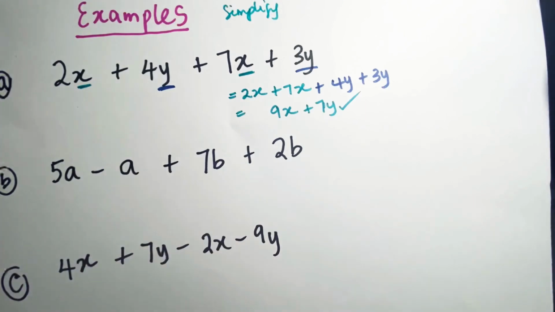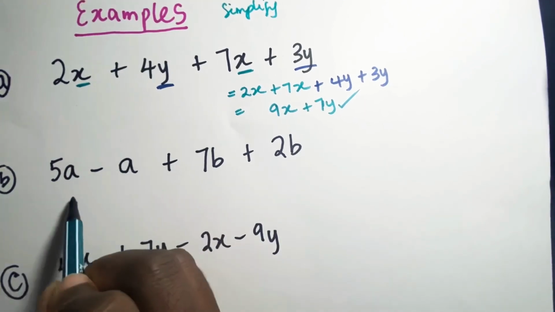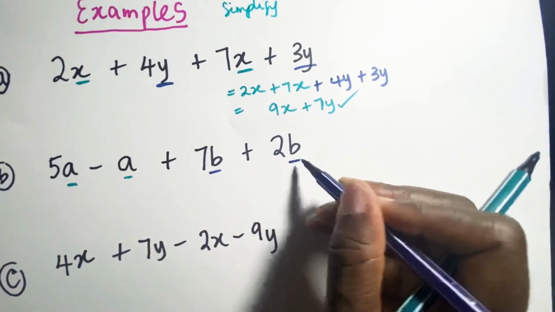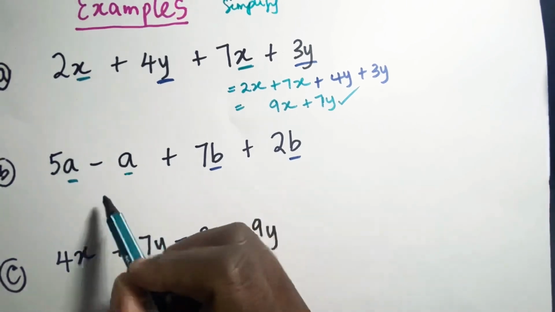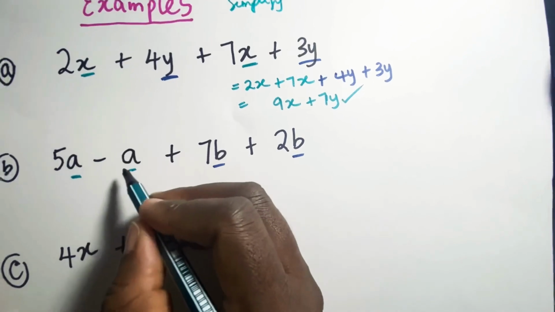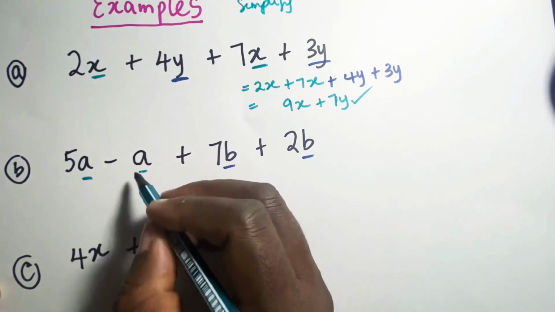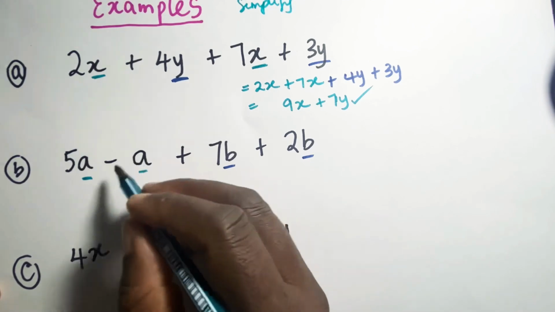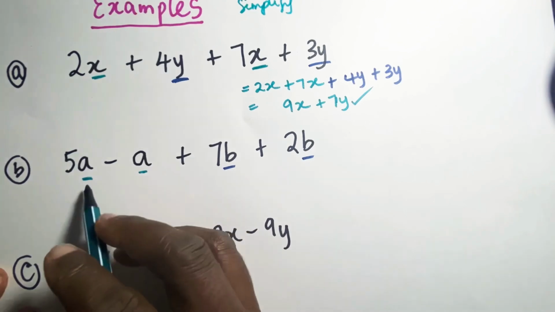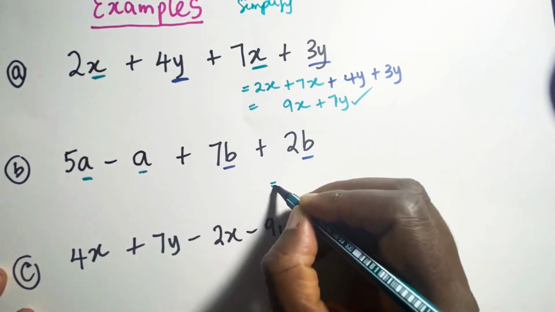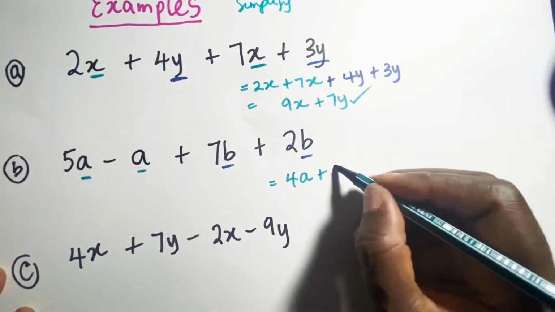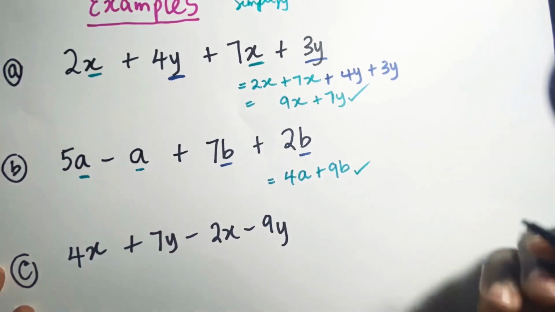And then for this one, we have the a terms and the b terms. We have to collect the a terms, so that would be 5a minus 1a, even though it's not written there. We don't usually write 1 down in algebra, but if it's not written, it's a 1. So that's 5 minus 1, which is equal to 4a plus 7 plus 2, which is 9b. And that one is done.